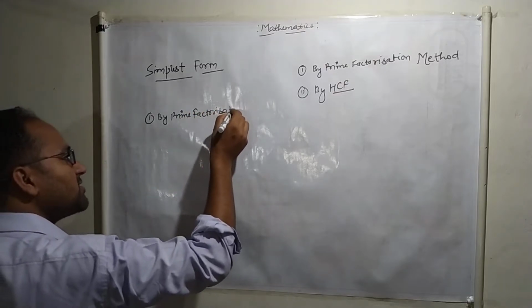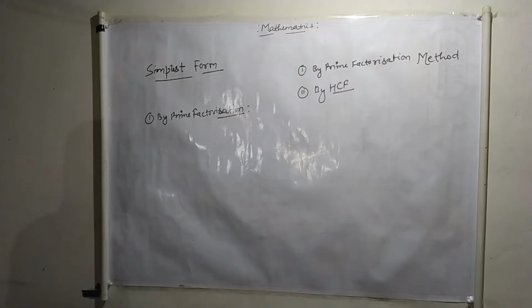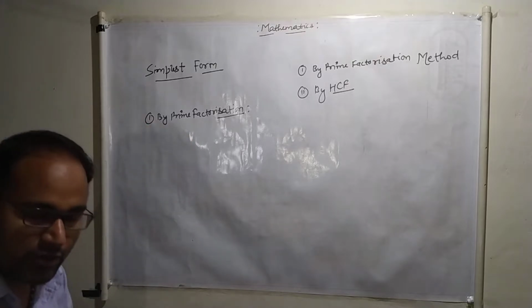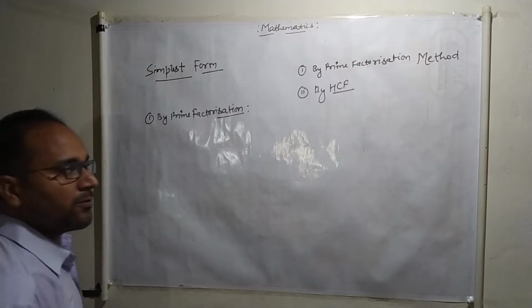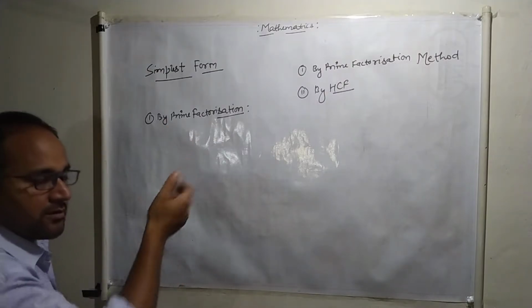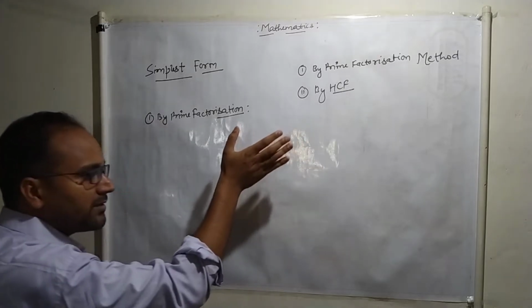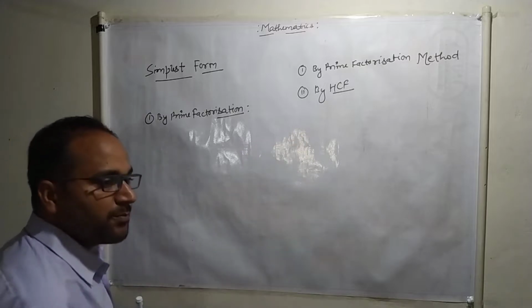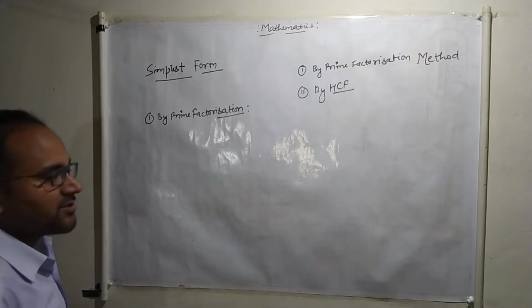By prime factorization. In this, students, if any fraction is given, first you find the prime factorization of the numerator and denominator. Then you will cancel out the common factors, and whatever remains, if you multiply those factors, you will get the simplest form of the given fraction. That is known as the prime factorization method.